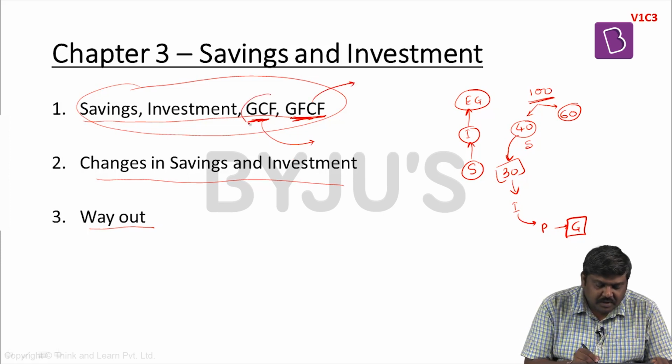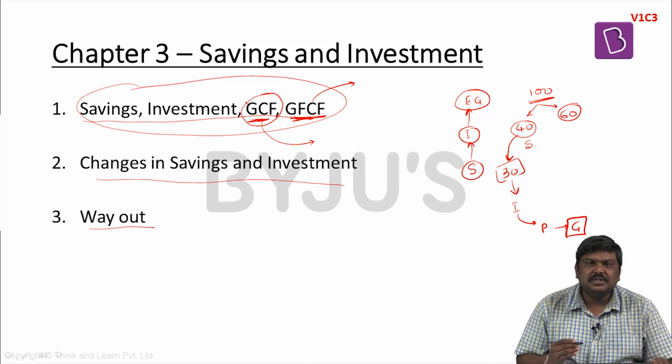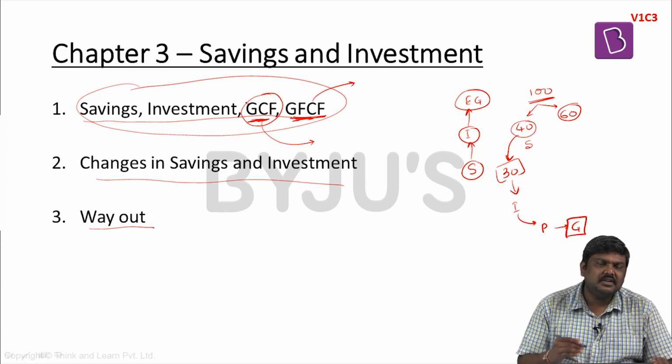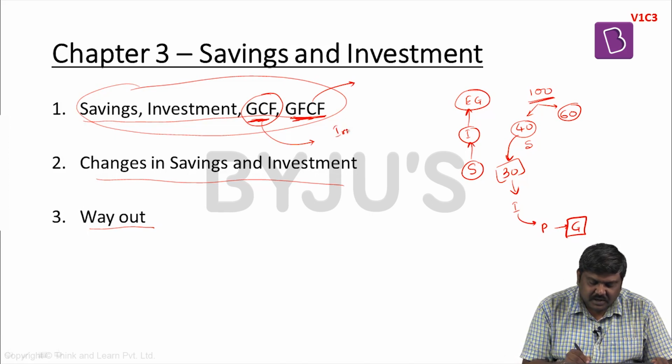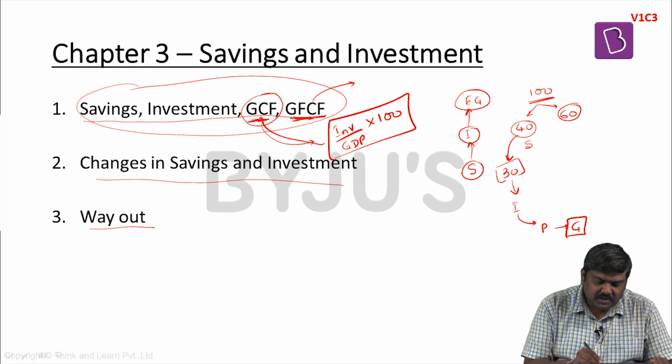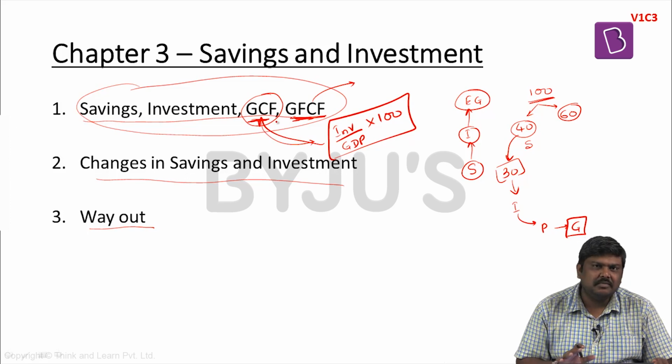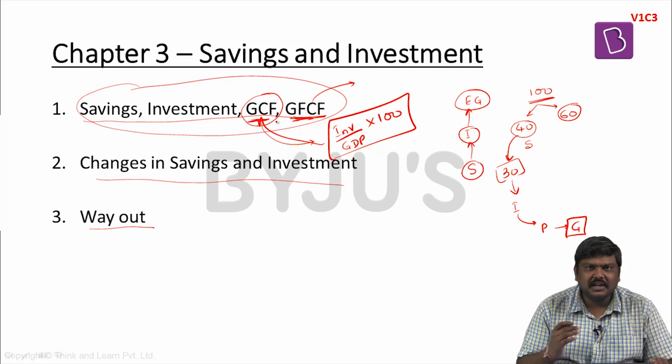Gross capital formation basically represents how much investment, as a percentage of GDP, is done in an economy. The formula used for GCF is investments divided by GDP, multiplied by 100. This formula represents GCF, that is gross capital formation, and the higher the GCF, the higher the prospects of growth in an economy.